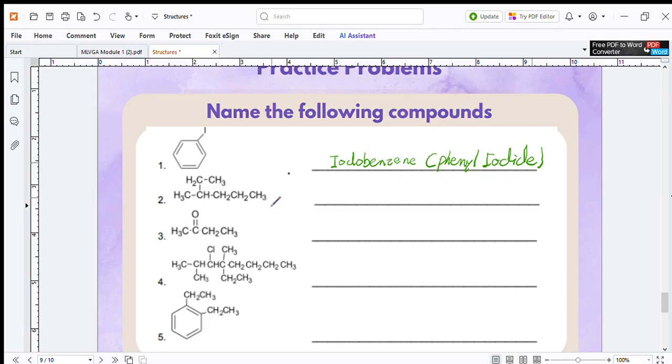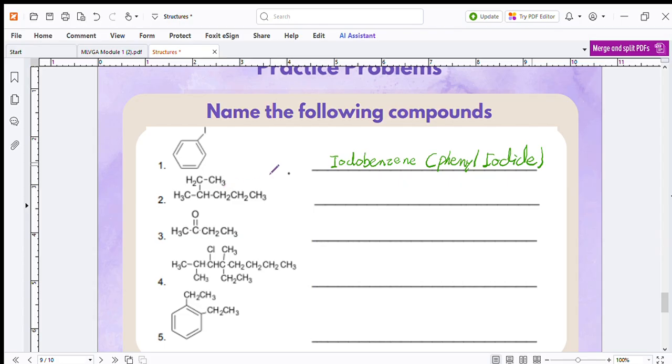So sabihin natin, saan po tayo mag-start mag-numbering? Dito ba? Or dito ba? Or kung saan ba tayo mag-start? So tingnan natin saan po tayo mag-start. Yung gawin natin, kailangan yung mother chain will be the longest chain. So there are a lot of possibilities. Pwede tayo mag-start dito. 1, 2, 3, 4, 5. Pwede tayo ganito. 1, 2, 3, 4, 5, 6.